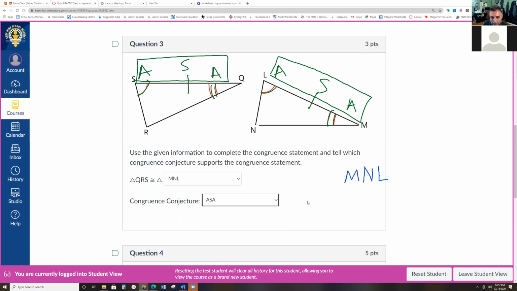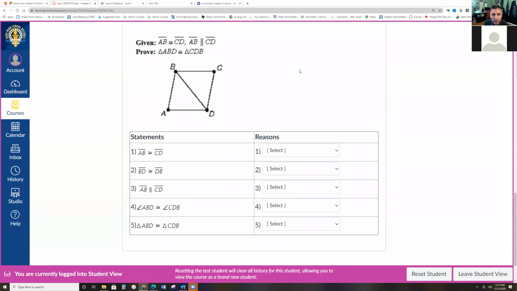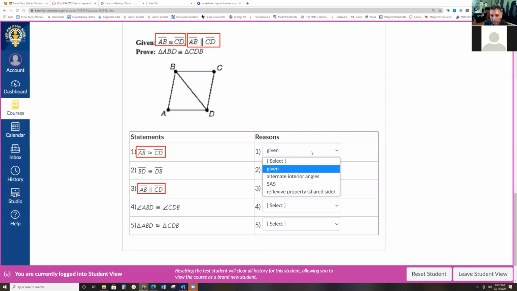Okay. And then let's go over the last one. Again, you always want to begin with the given statements and look for them in here. There it is there, and there it is there. Then I know the reason for those statements being true is given. Just click on this drop-down menu and choose the given one. So always start with the given information.